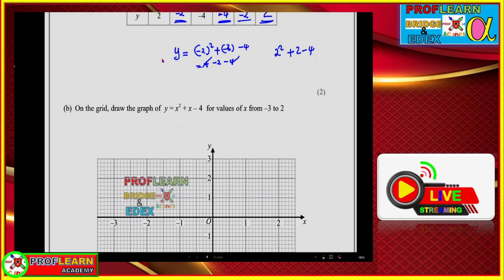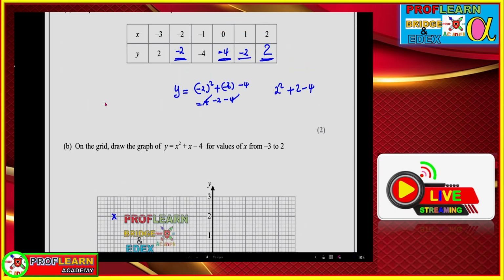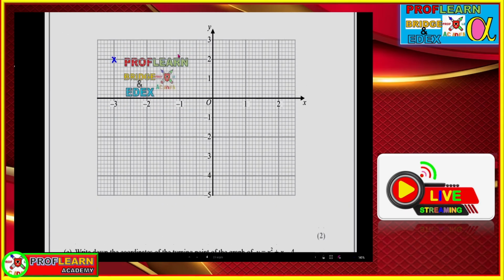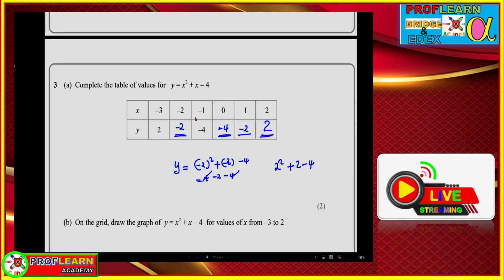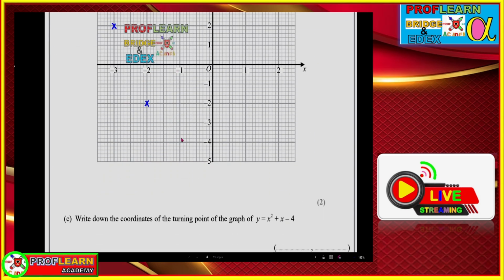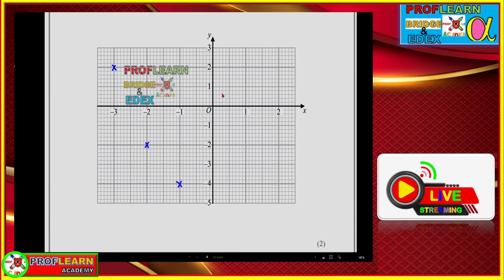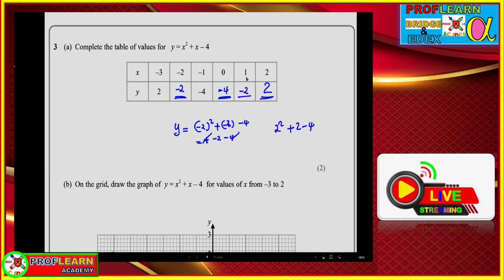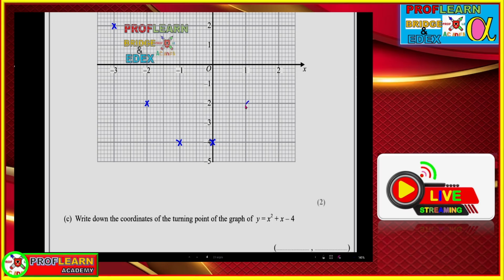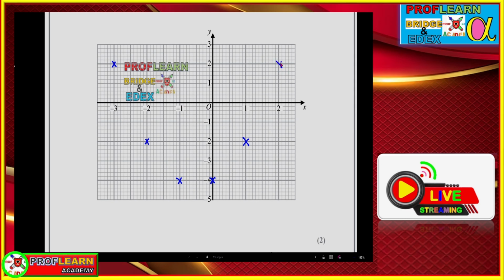When x is -3, y is 2. So you go where x is -3, you move up to where you have your y equals 2. Next is when x is -2, y is -2. So x is -2 here, we move down to -2 at that point. We move to when x is -1, y is -4. This is the point here. We have when x is 0, y is -4. When x is 0, you move down to -4 there. We also have 1, -2 here. We have now 2, +2. Then we move up to this point here.